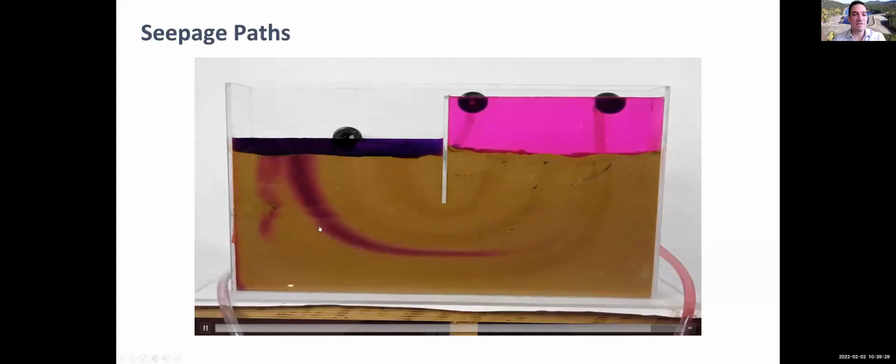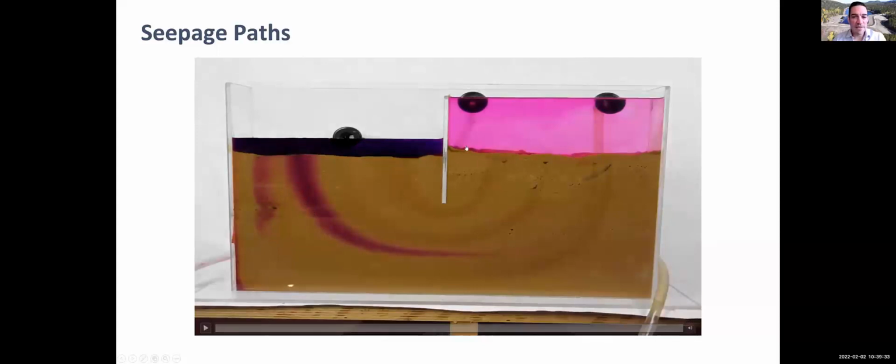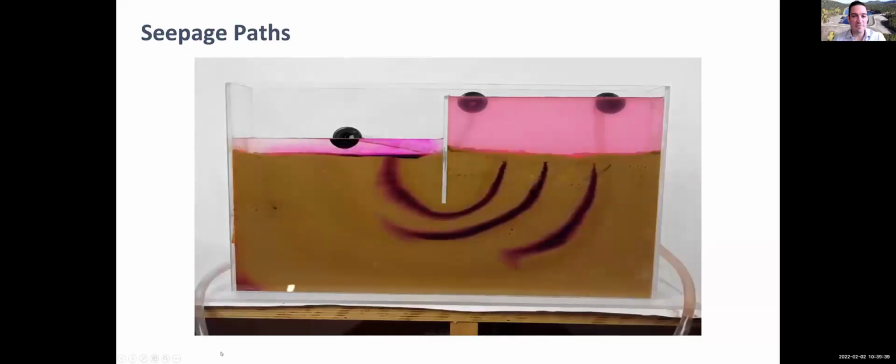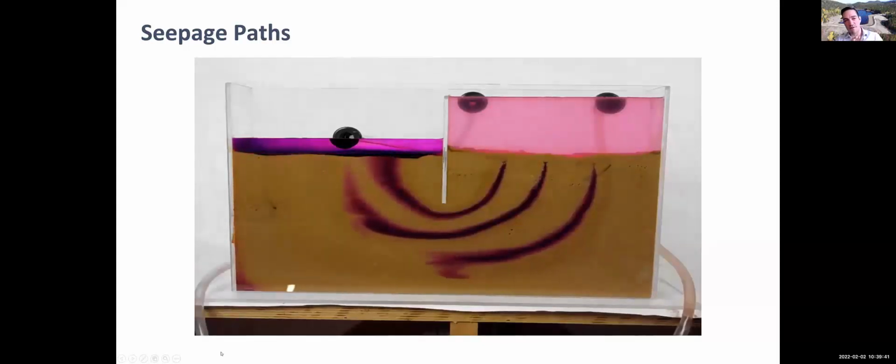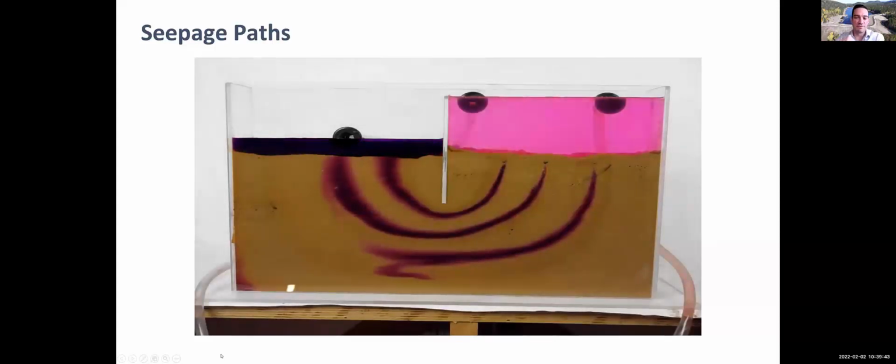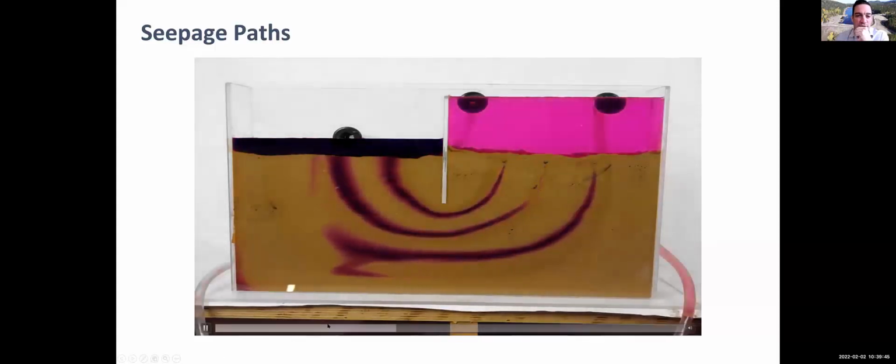And you'll notice, oh, this is taking a lot longer to get over there, which is true because you have higher velocities here. So I'm going to show that again so people can get a sense of how water flows through soil.